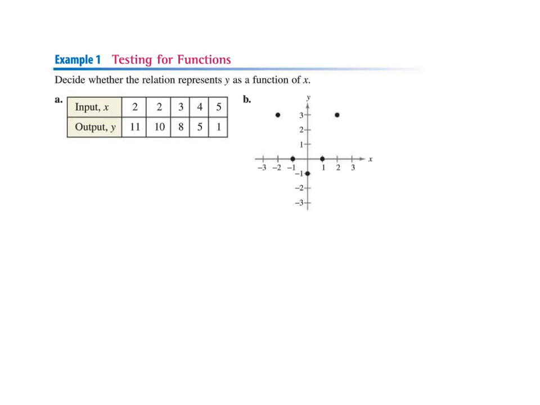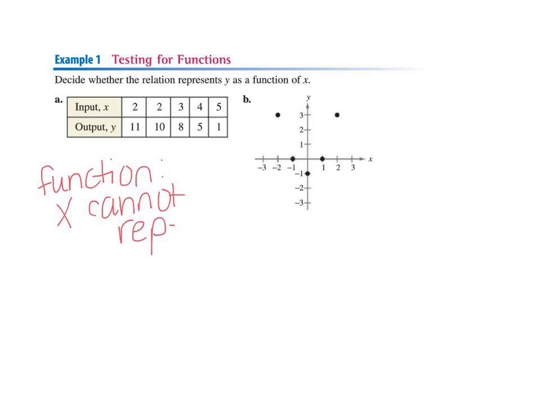Okay, a couple of examples. Decide whether each relation represents y as a function of x. When you're looking at a table of values, what you're really looking for, if it's a function, is that x cannot repeat. So since we have two of the same x values, this is not a function.